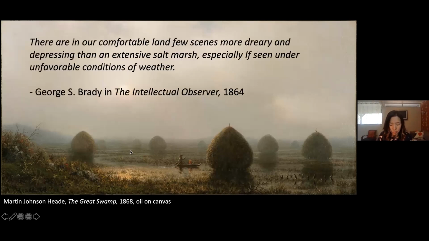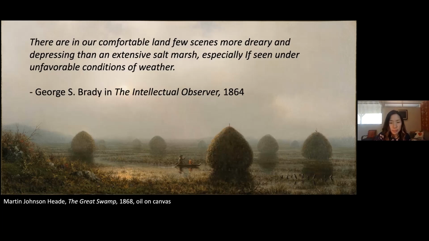Indeed, just a few years before this painting's completion, a naturalist named George Brady would declare that there are few scenes more dreary and depressing than an extensive salt marsh, especially when seen under unfavorable conditions of weather. So basically exactly what Heade has painted here. Others considered marshes more than just unpleasant. They were often deemed downright dangerous as marine wastes and plague-breeding swamps. The smells emanating from marshes were considered a public health hazard because what we know today to be mosquito-borne illnesses were then attributed to vapors that arose from waters in these wetlands.